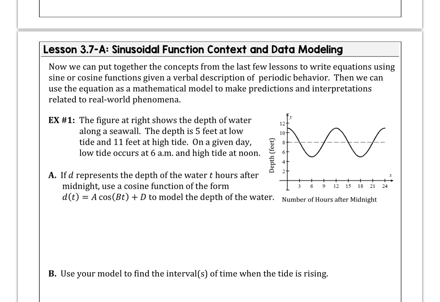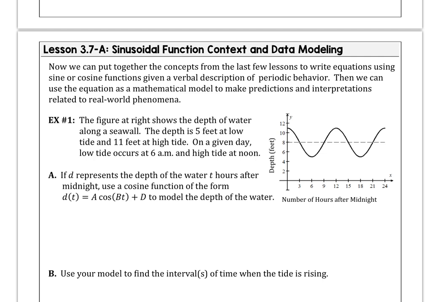In example 1, we have a figure that shows the depth of water along a seawall. If the depth is 5 feet at low tide and 11 feet at high tide on a given day, low tide occurs at 6 a.m. and high tide occurs at noon. Let's label our graph to represent that.